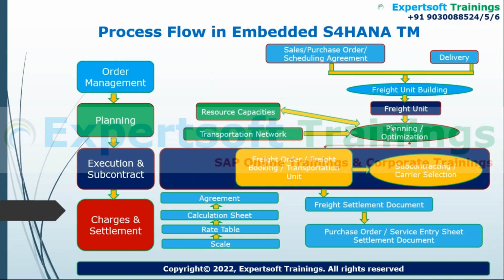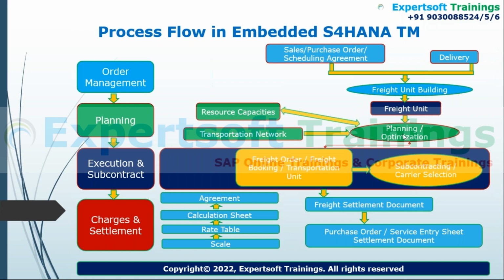So in that case, planning is the most critical. And how do you do planning? Planning is done using a planning tool called an optimizer. There is a planning tool available in TM which is called the optimizer. That optimizer will select the freight unit, select the best available resource, and create a freight order or freight booking. But there are a lot of other features done by planning. We'll go into details of that. For example, planning will also select which is the best carrier available. Planning will also select which is the cheapest mode of transport.